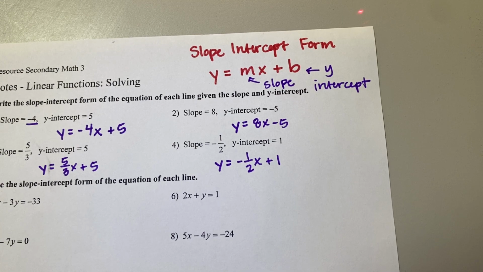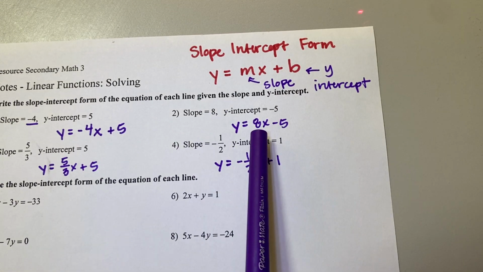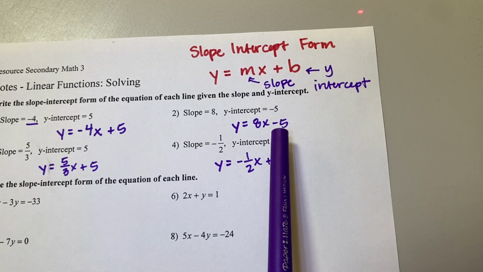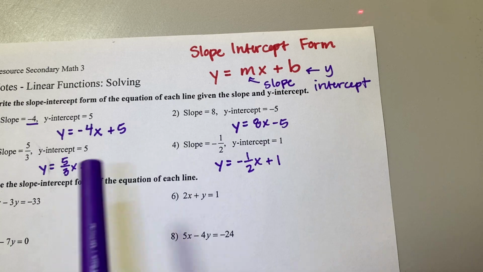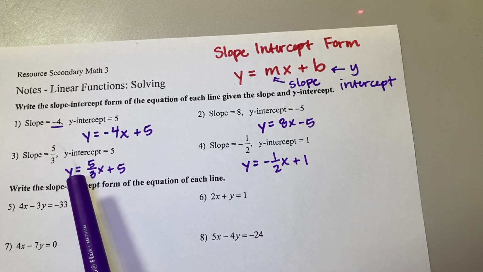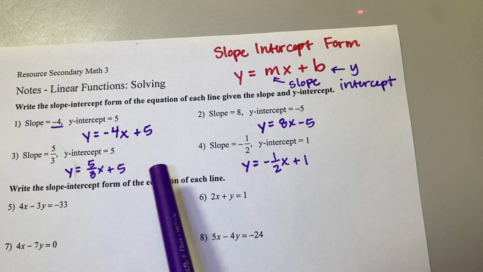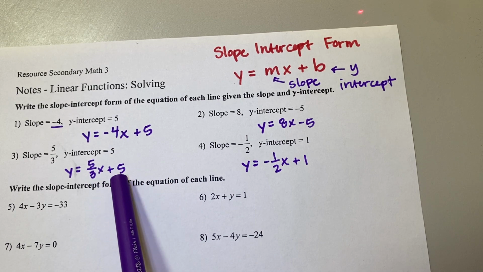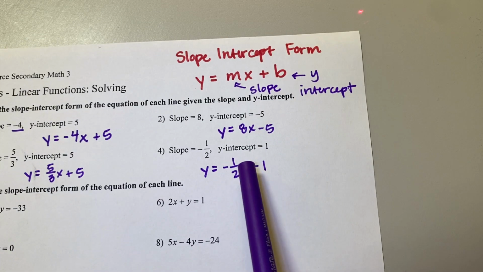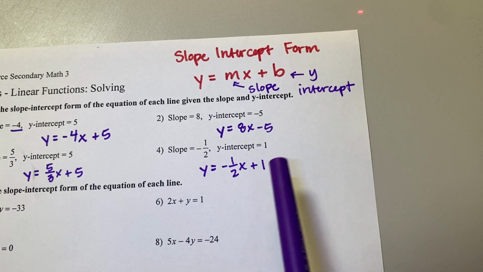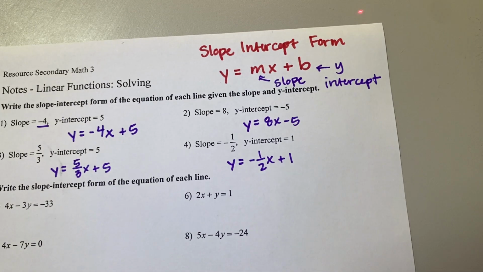So for number 2, gives me a slope of +8, which goes in front of my x. Then it gives me a y-intercept of -5, so we put -5 on the end. Okay, number 3, slope of 5/3. Don't freak out that it's a fraction. Still goes right in front of my x. +5 for my y-intercept, so +5. Number 4, slope -1/2 x, and then y-intercept of +1.